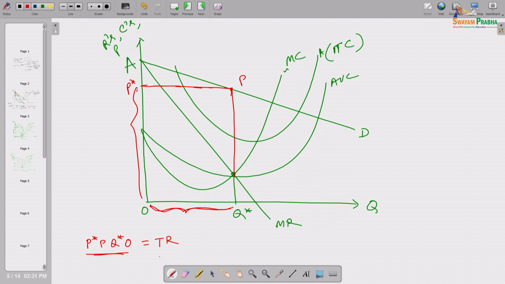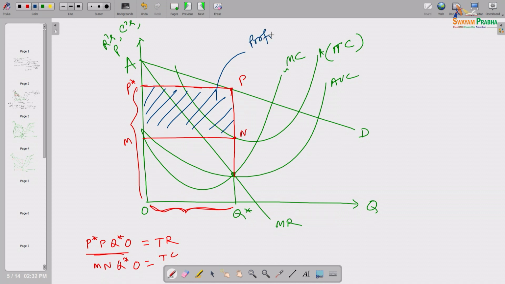What is his total cost? Look here, if he produces OQ star amount of output, what average total cost is he facing? This is his average total cost line. So suppose this is M and this is N. So M N Q star O, that is his total cost. Definitely this blue shaded rectangular area represents his profit, and that is his maximum amount of profit.